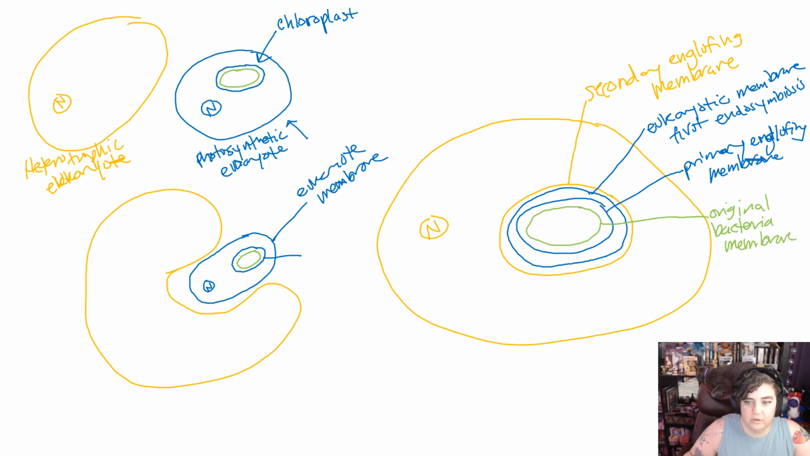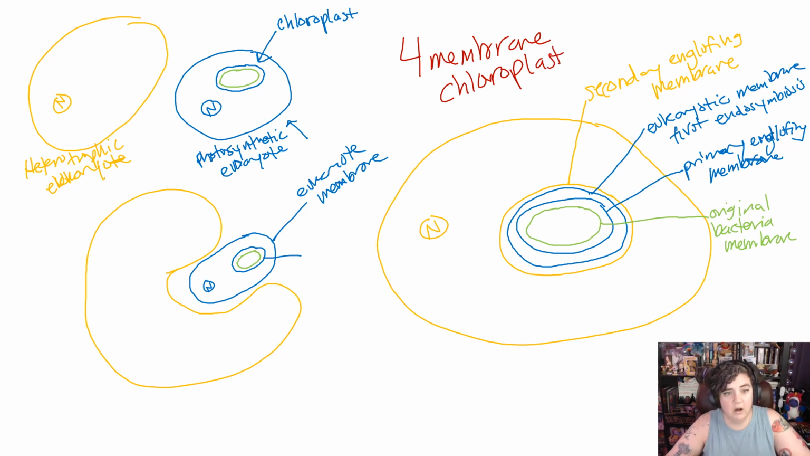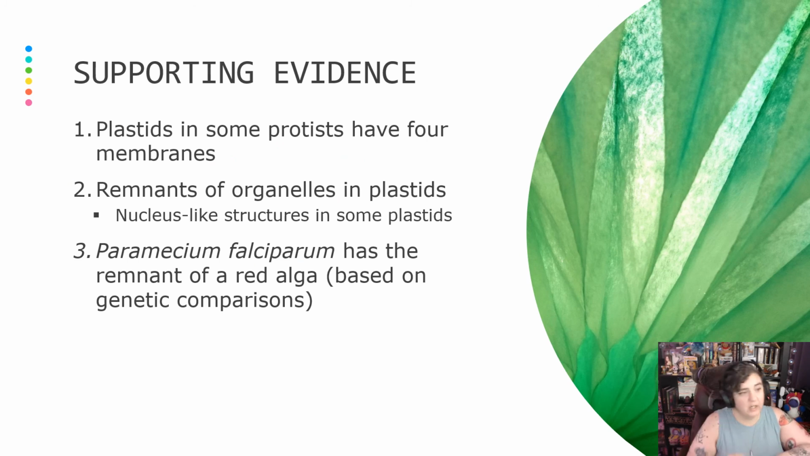Right? So now this eukaryote that engulfed that photosynthetic eukaryote now has a chloroplast with it that has 4 membranes around it. Okay, and that's one way for us to really know if it was from primary endosymbiosis or secondary endosymbiosis. Okay, so now let's talk about the supporting evidence really quick. All right, so the plastids in some of these protists have 4 membranes around their chloroplast, and we just went through all 4 of those.